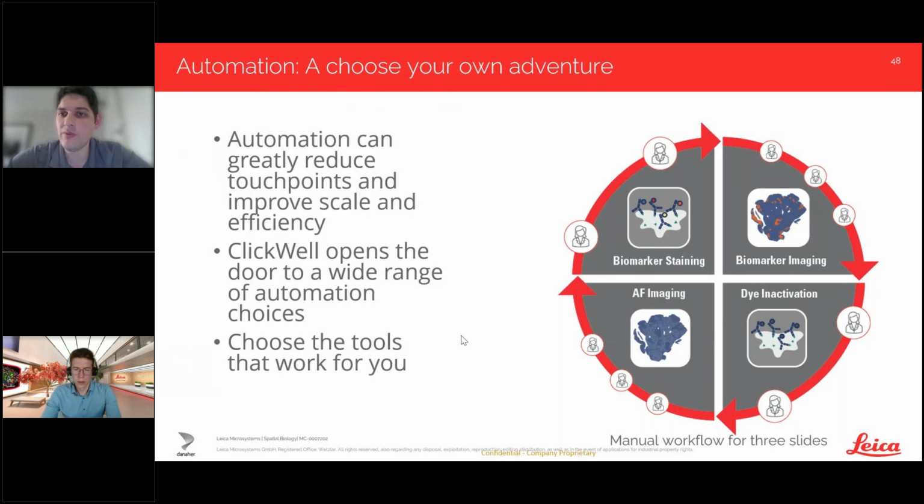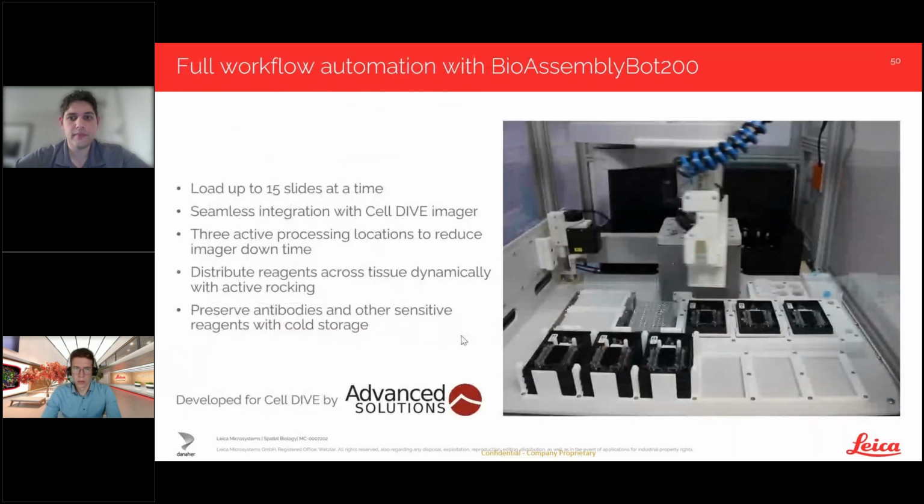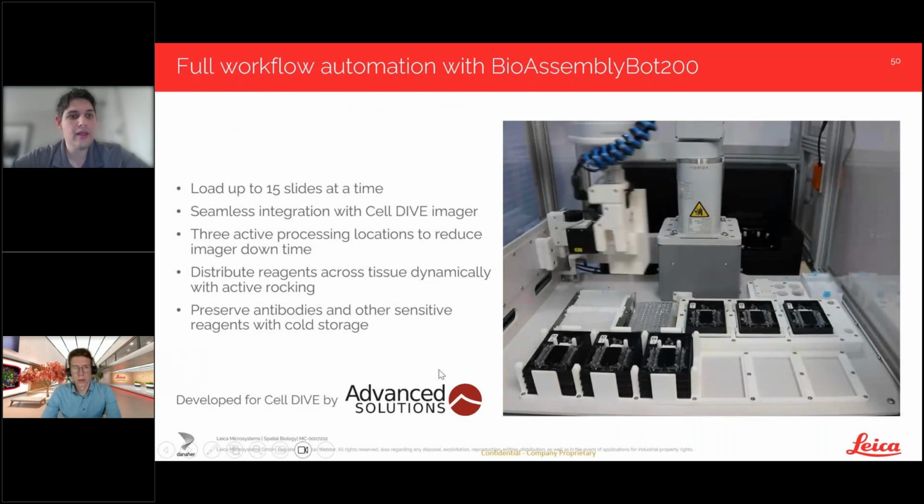Each time you see an image of a researcher, these are the individual touch points you'd have. But we have partnered with a company called Advanced Solutions to produce this BioAssemblyBot 200, which can automate the entire staining process. It will automate entire CellDive imaging rounds, and that reduces this process to just one touch point per round. And I have a video here showing how this works, a little bit sped up.